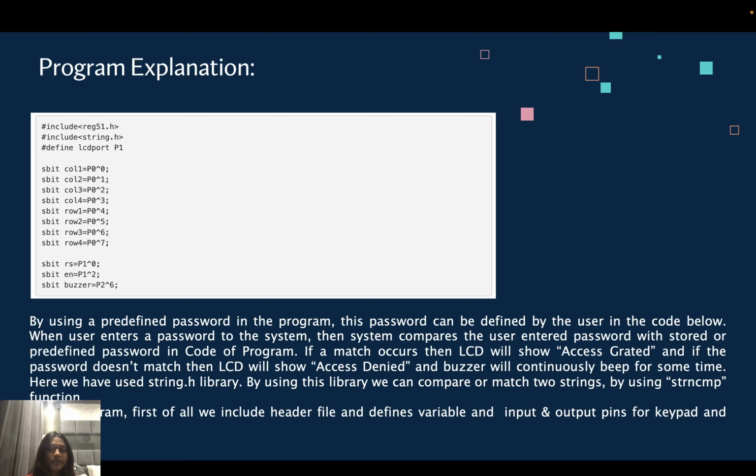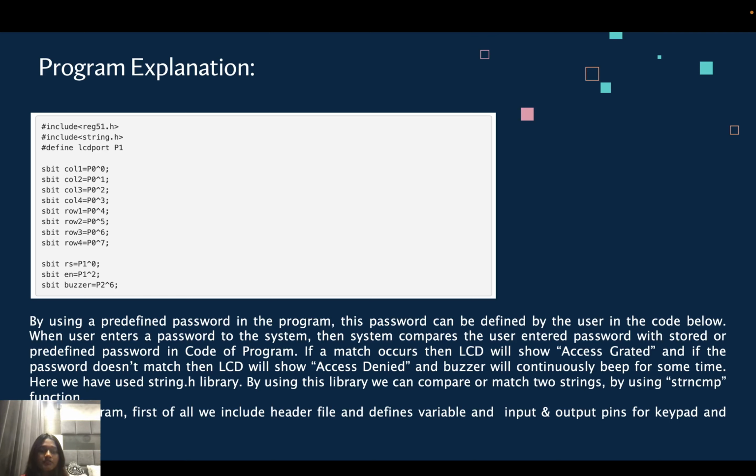Now the code. We use a predefined password in the program; this password can be defined by the user in the code. When the user enters a password, the system compares the user-entered password with the stored or predefined password in the code. If a match occurs, then the LCD will show access granted, and if the password doesn't match, then the LCD will show access denied, and the buzzer will continuously beep for some time. Here we have used the string.h library. By using this library, we can compare or match two strings.